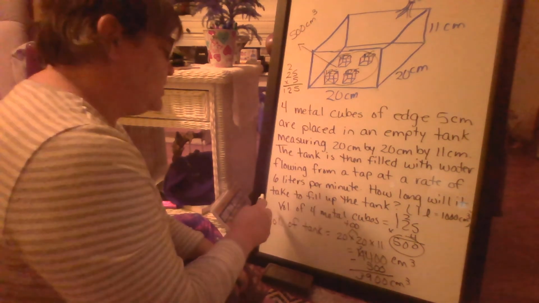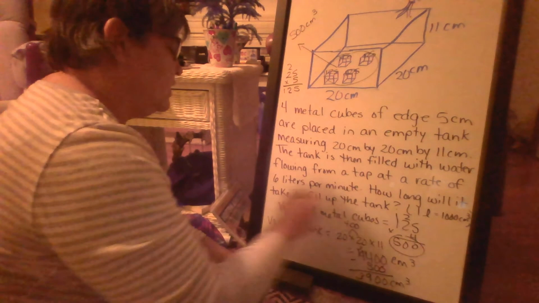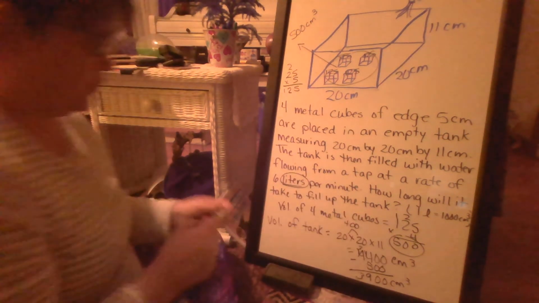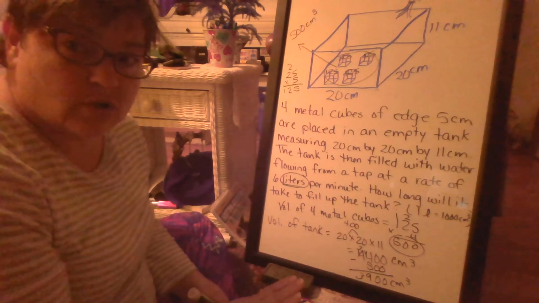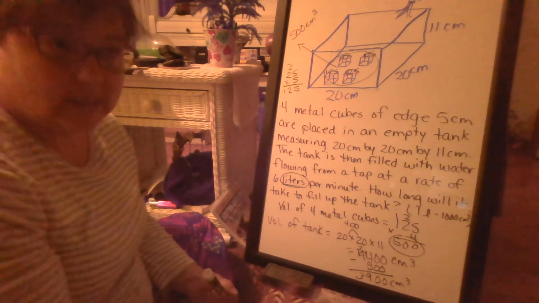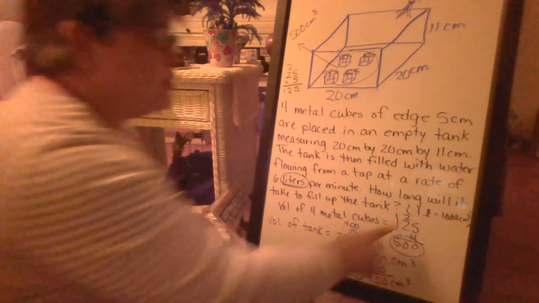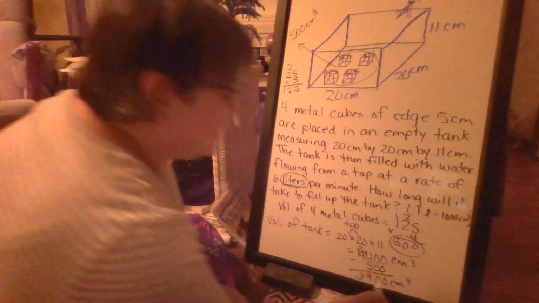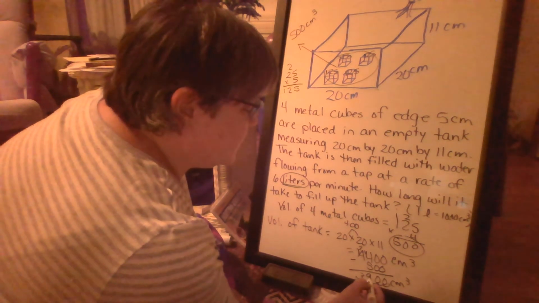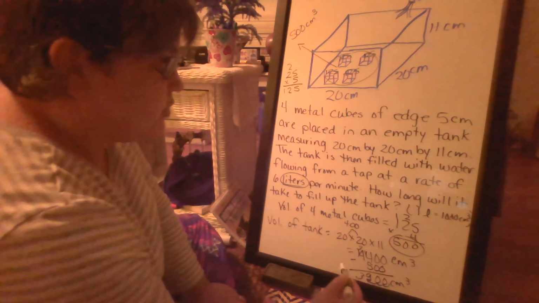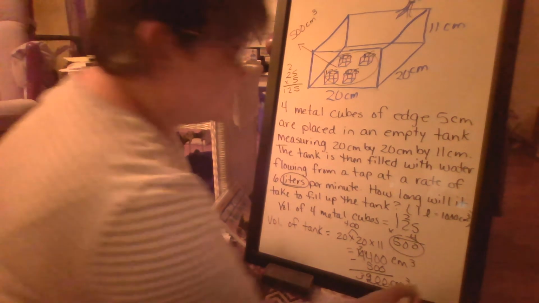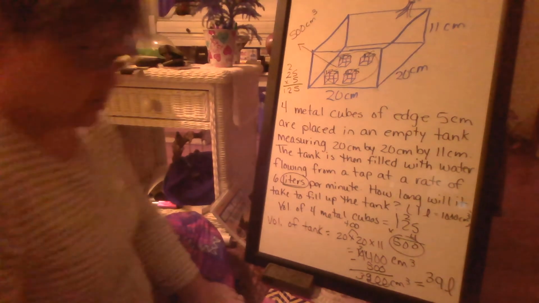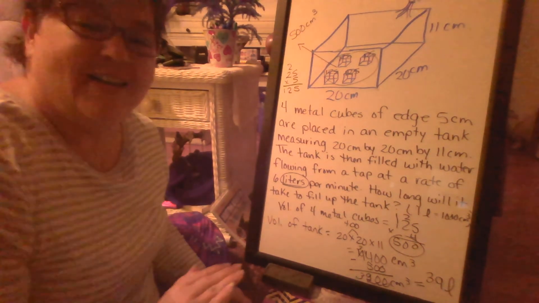Now, the problem with that is that it's not in liters, because they want to know how long will it take to fill up the tank, and they want to know in liters. So now we're going to change our cubic centimeters to liters, and we know that 1 liter equals 1,000 cubic centimeters. So we're going to move our decimal back 3 places, 1, 2, 3. So 3,900 cubic centimeters is the same as 3.9 liters. All right, we're not done yet.